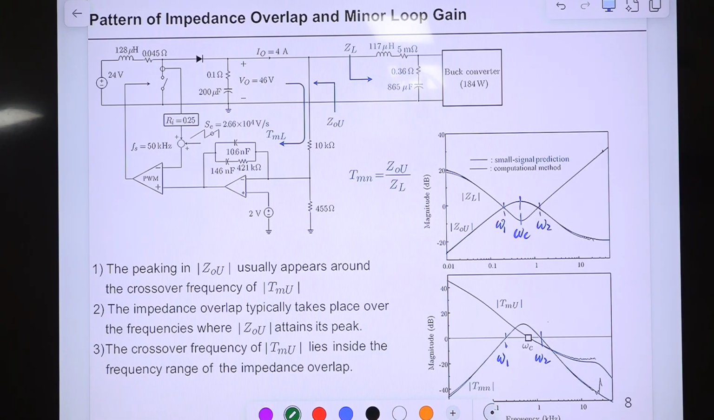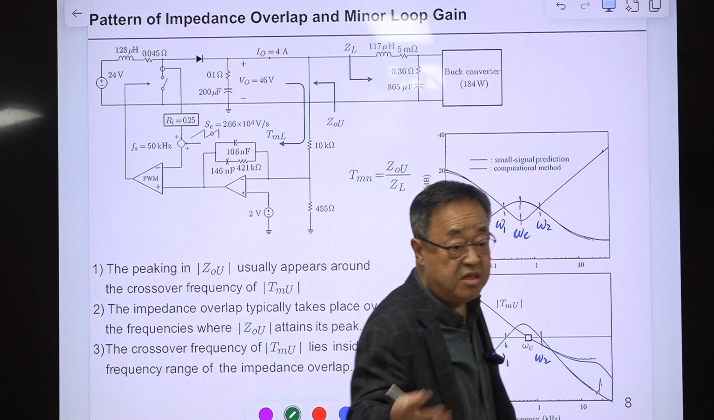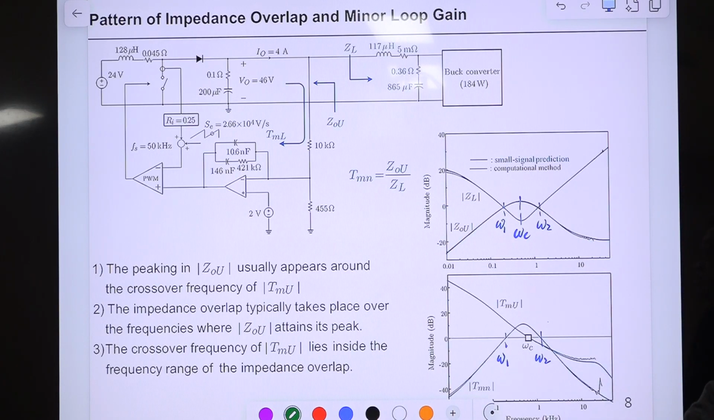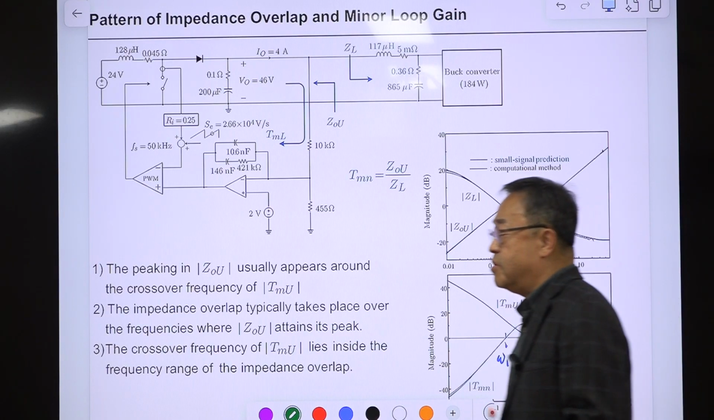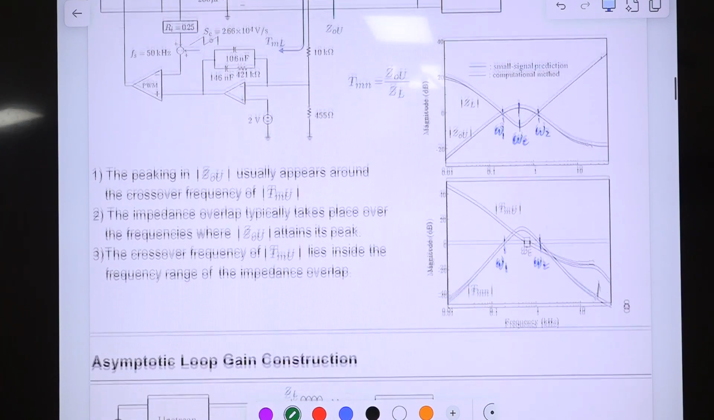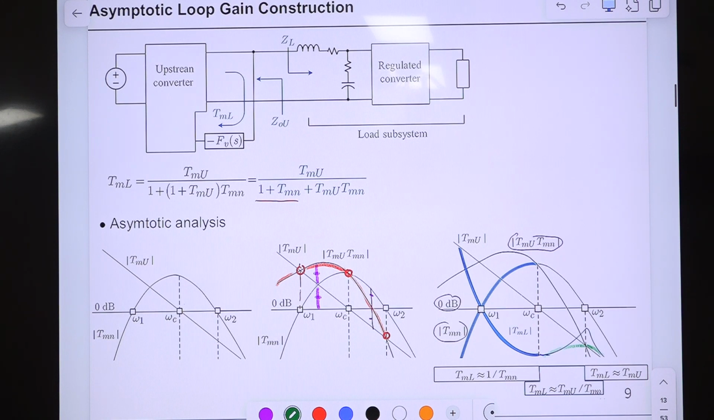Many people challenged this one. So to convince them, I have written this down here in my text. This one, right? The asymptotic construction of the loop gain, asymptotic loop gain construction. So this is our equation.